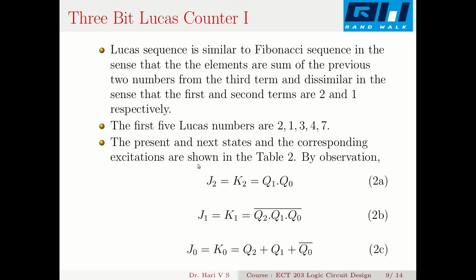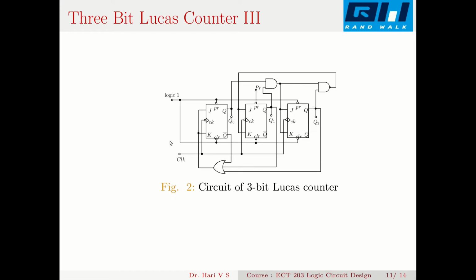So that completes my design without using any schema. By observing that alone, I can make this design. J2 equal to K2 equal to Q1 and Q0. J1 equal to K1 equal to Q2 and Q1 and Q0 all complement. And J0 equal to K0 equal to Q2 or Q1 or Q0 bar. So with these three equations, I can make a circuit diagram, and that looks like this.